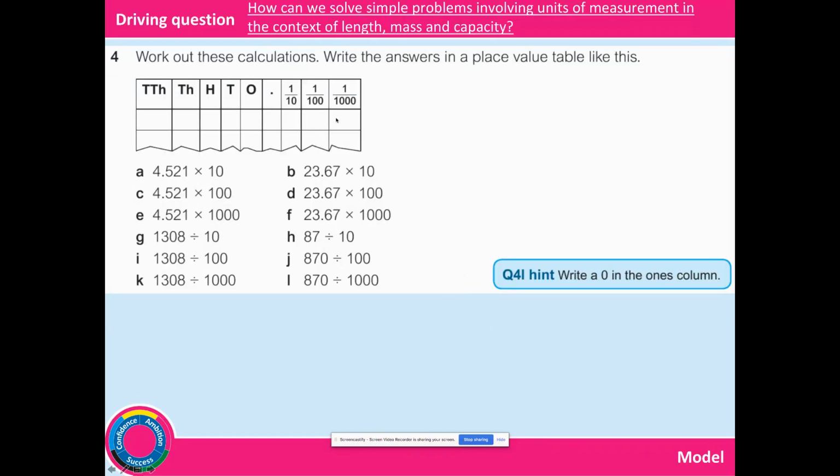Now I need you to pause the video so that you can make a table here. 1, 2, 3, 4, 5, 6, 7, 8, 9 columns. You need to have this heading row, which is tens of thousands, thousands, hundreds, tens, ones, tenths, hundredths, thousandths, and underneath you need to have space for 12 answers. We've got 12 questions to write in here. Pause the video while you're making your table and then resume and we can fill the table in.